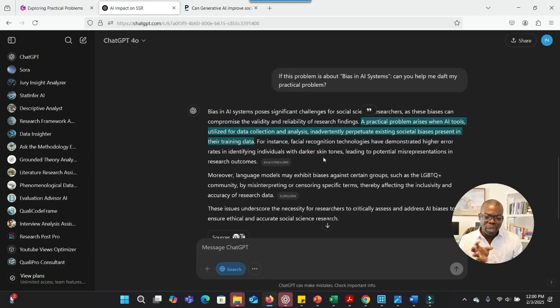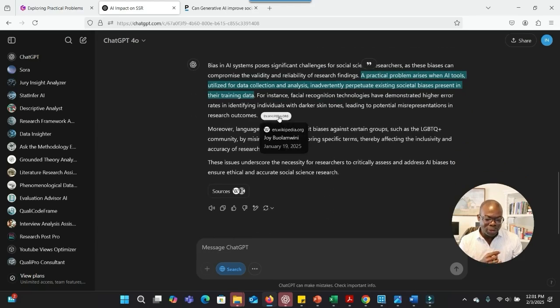So if you are emphasizing an AI tool that has been fed or trained on data that has biases, how it can also affect the data collection and analysis, right? For instance, facial recognition technologies have demonstrated higher error rates in identifying individuals with darker skin tone, leading to potential misrepresentation in research outcomes. Perfect. So you see how it's also giving a specific example in supporting the problem, right? Evidence in supporting the problem, and also a source.